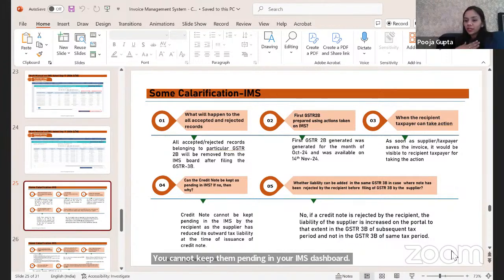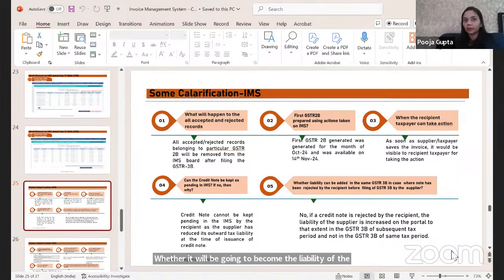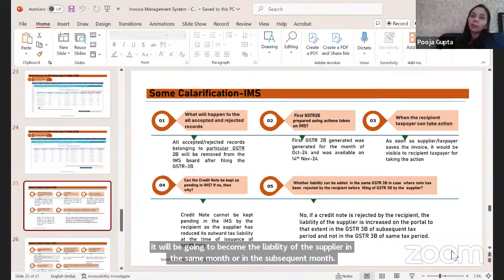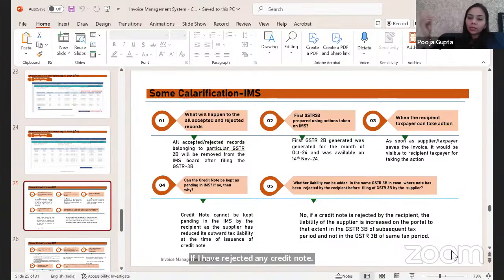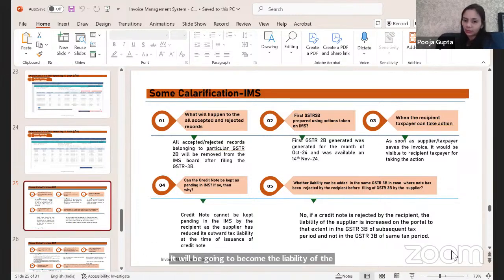If I have rejected any credit note, will it become the liability of the supplier in the same month or in the subsequent month? If I have rejected any credit note, or any upward movement in the credit note, that will not become the liability of the supplier in the same month. It will become the liability of the supplier in the next month.